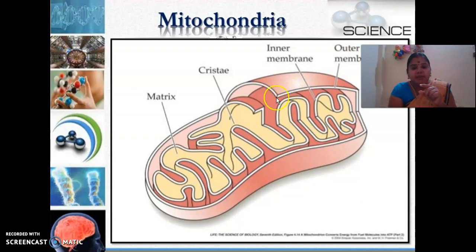See the inner membrane inside. See this folding. The folding which faces inward is called cristae. And the gap, the space inside the folding, is called the matrix. These are the four parts present in the mitochondria: inner membrane, outer membrane, cristae and matrix.